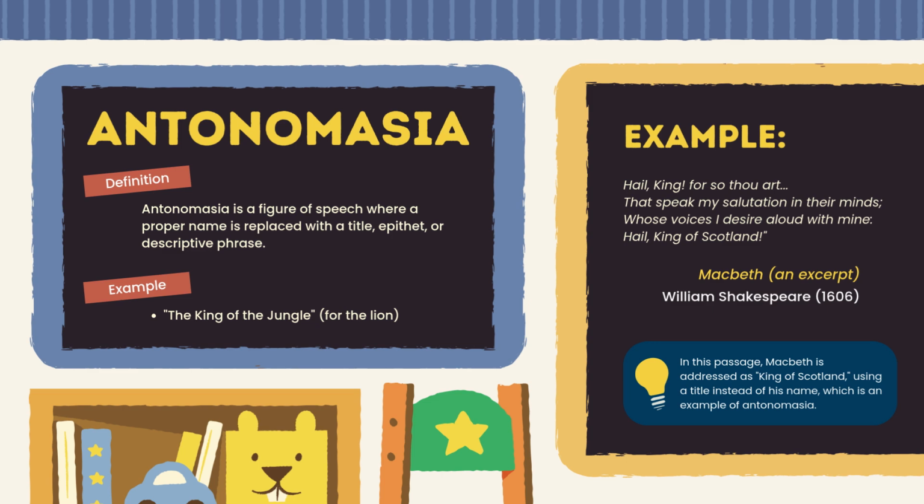Antonomasia. Definition: antonomasia is a figure of speech where a proper name is replaced with a title, epithet, or descriptive phrase. Example: the king of the jungle, for the lion. Example: Hail, King! For so thou art. That speak my salutation in their minds, whose voices I desire aloud with mine. Hail, King of Scotland! Macbeth, an excerpt, by William Shakespeare, 1606. In this passage, Macbeth is addressed as King of Scotland, using a title instead of his name, which is an example of antonomasia.